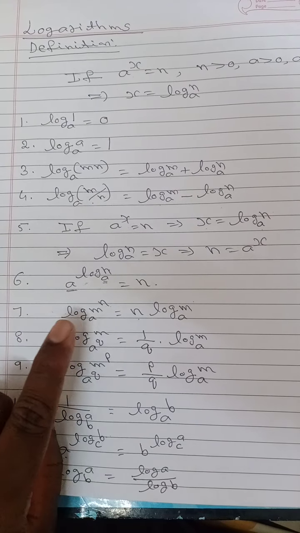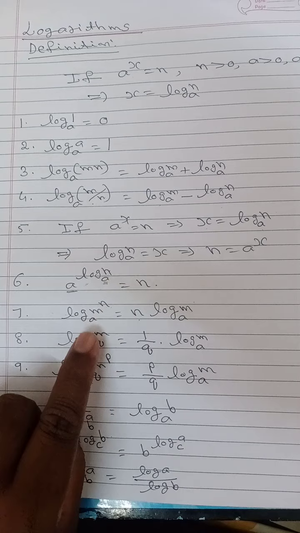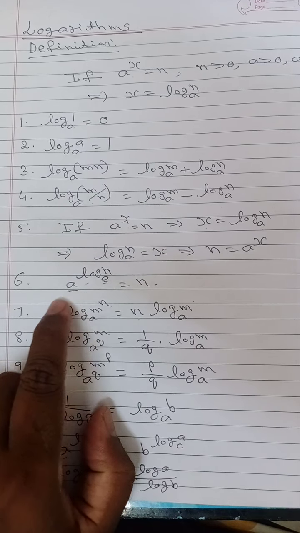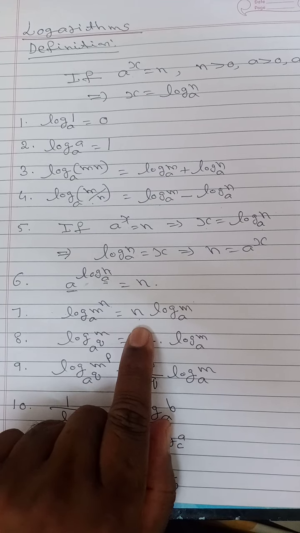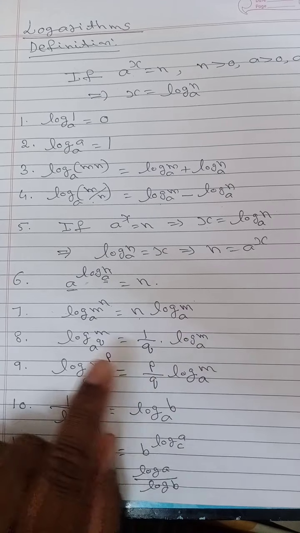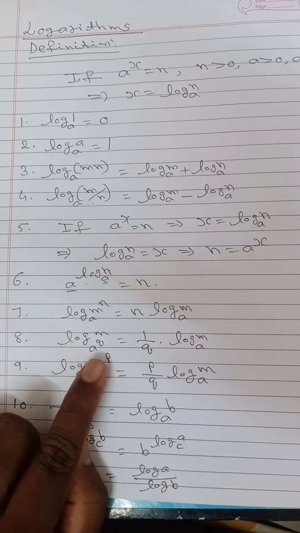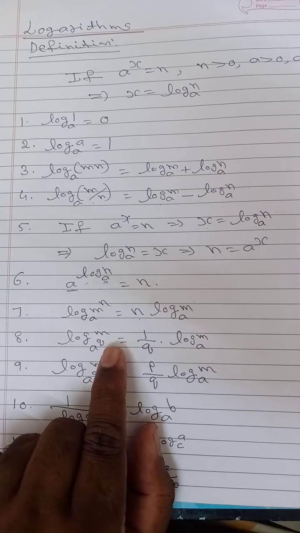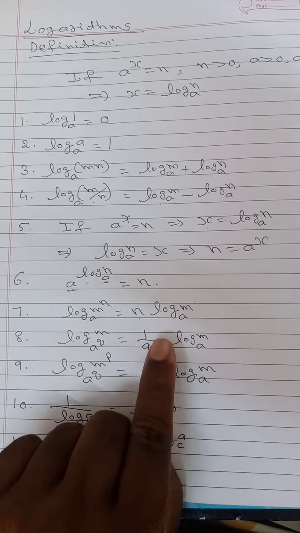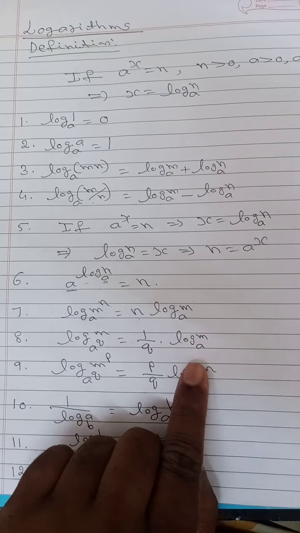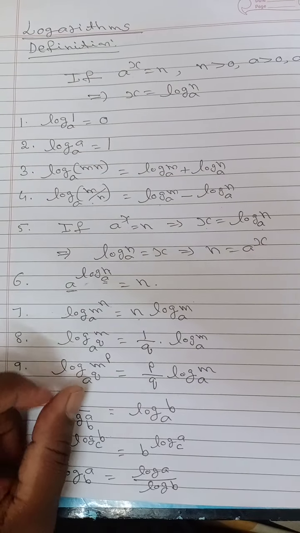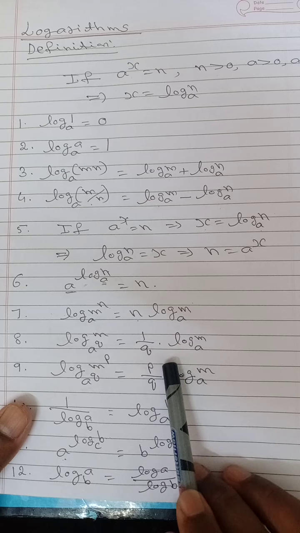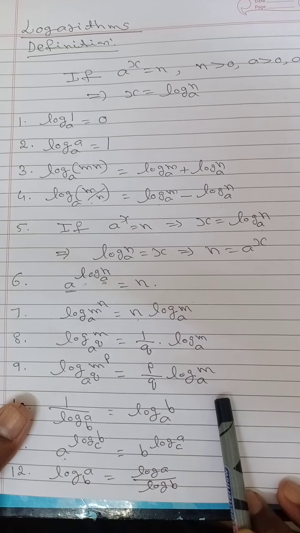Now, log m power n to the base a: that power n we can bring in front of the logarithm, and you can write n times log m to the base a. Similarly, suppose the power is on the base, that is log m to the base a power q. If you write this power outside, you can write 1 by q log m to the base a. Suppose the power is there for both the terms. If you bring these powers outside, we can write p by q log m to the base a.